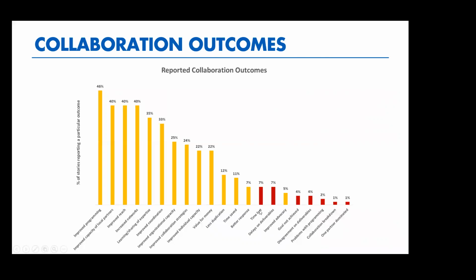And then some of the negative factors, again, I've already touched on this, but it could be time consuming. So there was time lost, some delays on deliverables, disagreements on deliverables, and in a couple of instances, collaborative breakdown, which was either due to personal relationships that didn't work or complete disagreement on deliverables, and that ended the relationship.